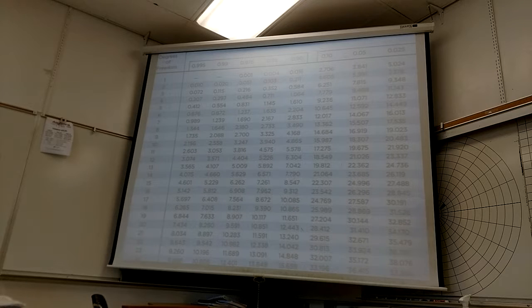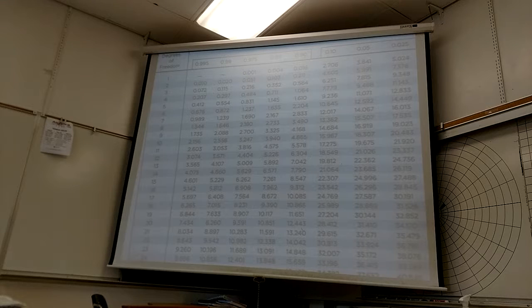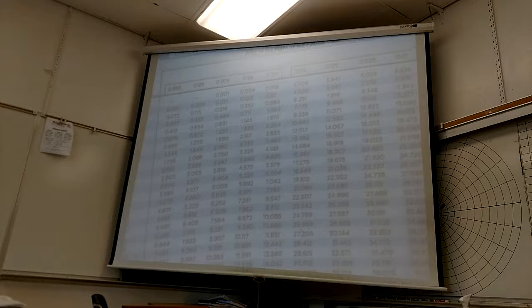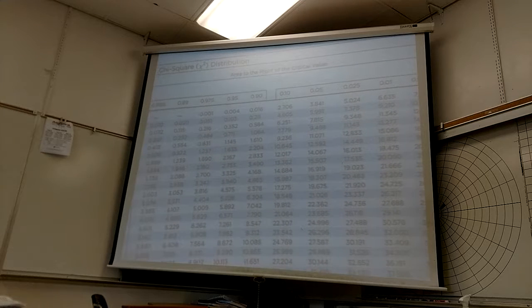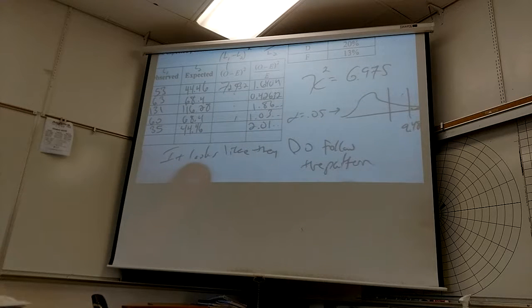So alpha is a rejection zone, right? Alpha is the area in the rejection zone. It's the probability. If we do make it in there, it's rejected, and we can reject that they follow the pattern. Well, we didn't make it in there, so we failed to reject that it follows the pattern. Which, in plain everyday English, you could just say, it looks like they do follow the pattern. We couldn't say that they don't.